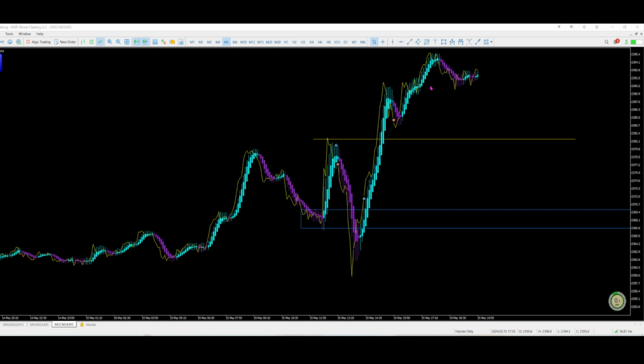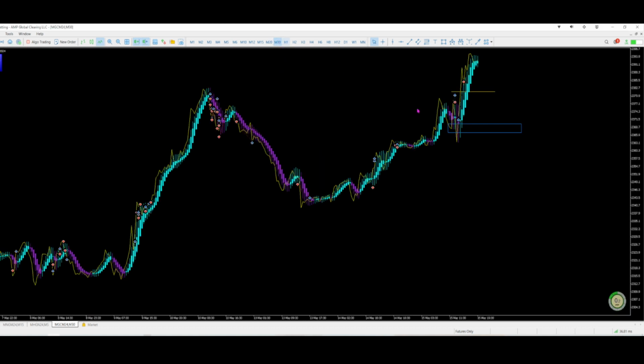But anyways, if we zoom out a little bit on this and we look just at this area right here, you can see we've been in this upturn.